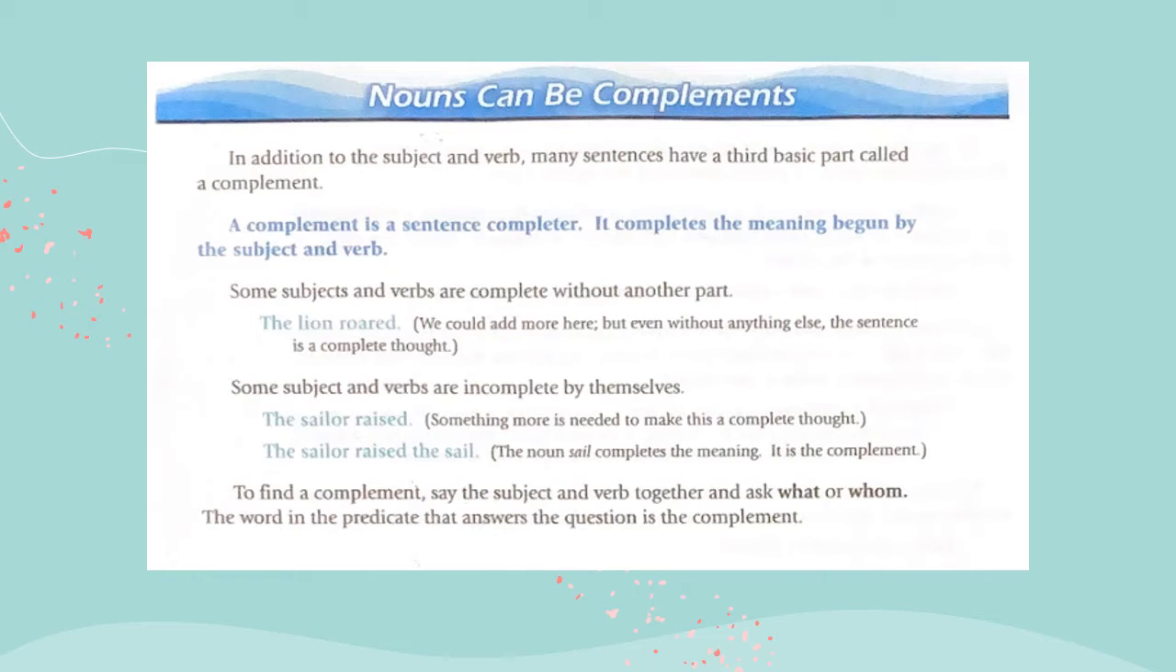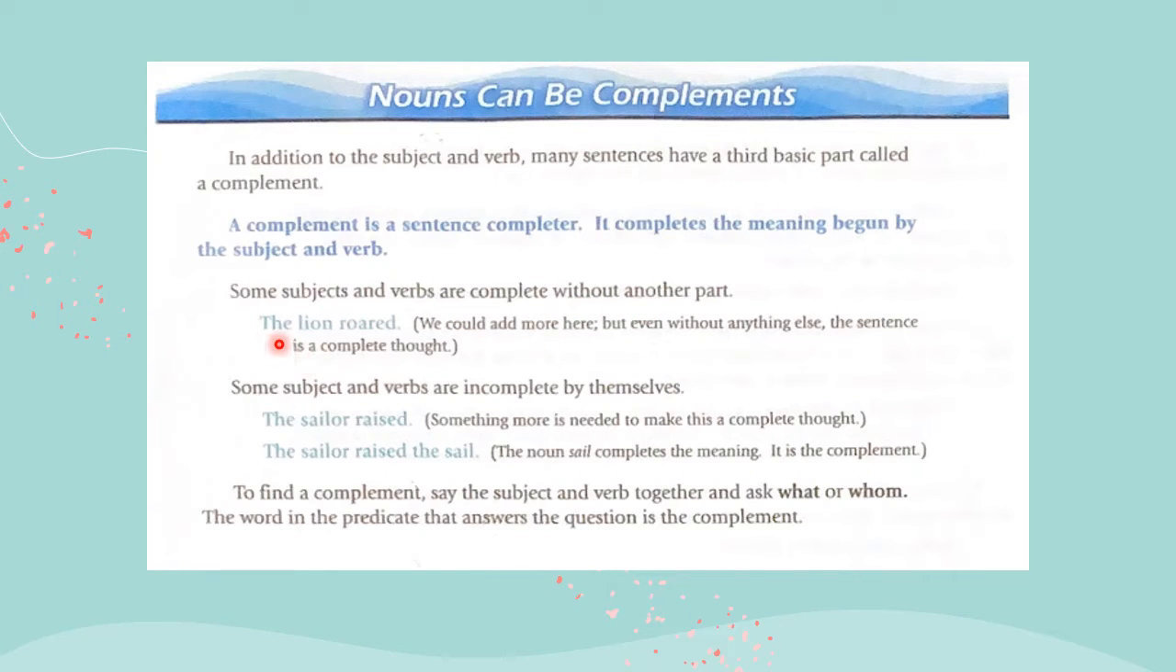So today we're talking about complements. Nouns can be complements. Well, what is a complement? So let's learn what that is. In addition to the subject and verb, many sentences have a third basic part called a complement. A complement is a sentence completer. It completes the meaning begun by the subject and verb. So the word complement is really from the word complete because it completes what is begun by the subject and verb.